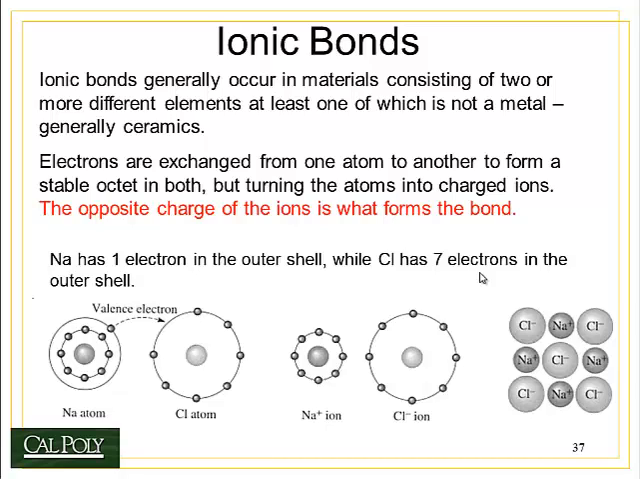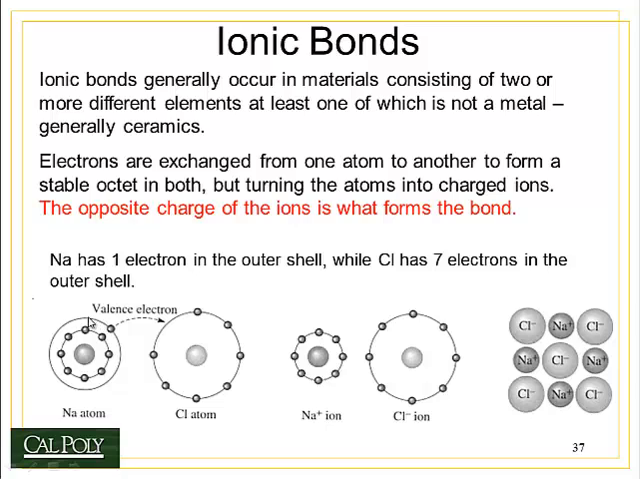Lastly, let's look at ionic bonds. Ionic bonds generally occur in materials consisting of 2 or more different elements, one of which is not a metal. And a lot of times, ionic bonded materials are found in ceramics. What happens is basically capitalism. One atom releases an electron and shares it with another, or transfers it is a better way of saying it.